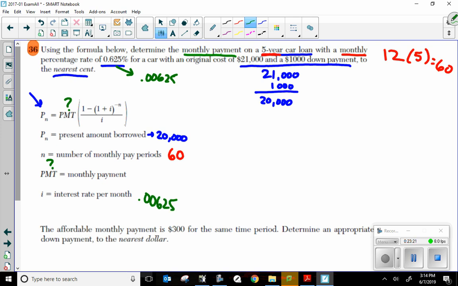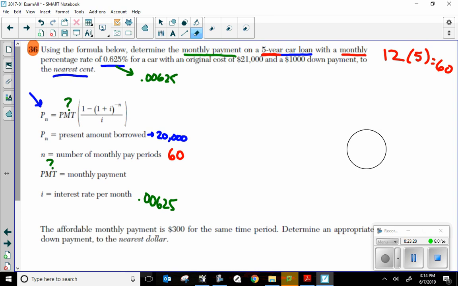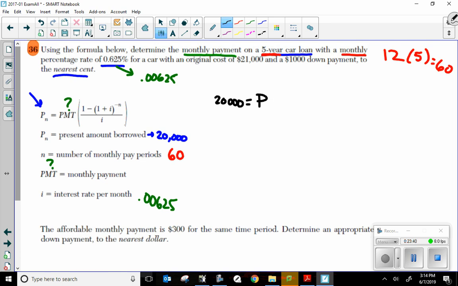0.00625. All right. This looks intimidating. It is not once you put numbers in, okay? Because it's going to be a heavy calculator problem. Let me get some space here. I'm going to say P of n, which is 20,000, equals my payment. I'm just going to call that P for the sake of not writing as much.